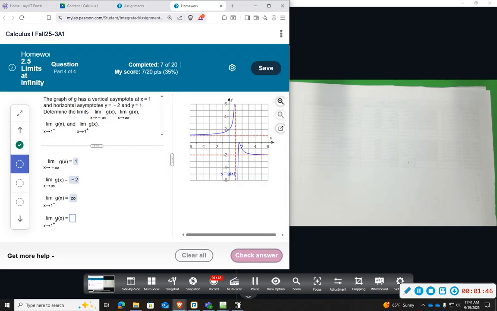And then as I think about approaching the x value of 1 from the right hand side, so as I'm coming toward 1 from the right, this graph starts going down forever toward -infinity.